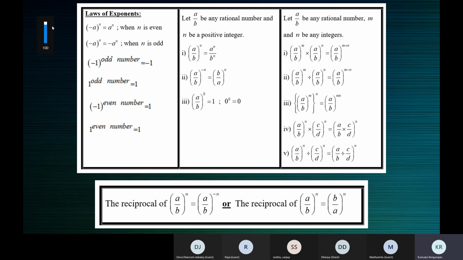So at the request of some of the students, we are starting a new chapter, exponents, today. I thought I will do compound interest, but some of you requested for exponents. So we'll start with this chapter today. I'll just give you 5 minutes time, go through the laws, which you can see on your screen. Don't write anything now. Go through the laws.